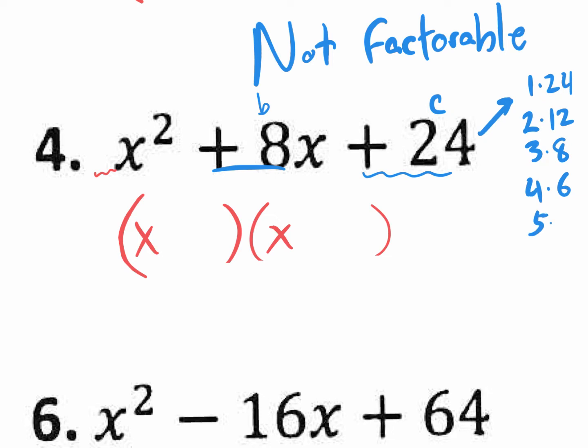Okay, so that's it. Those are all the possible ways of getting the multiples that give us 24. So which pair of numbers combines together to give us the middle value 8? And that would be none of them. Again, right? If we combine 1 and 24, that gives us 25.